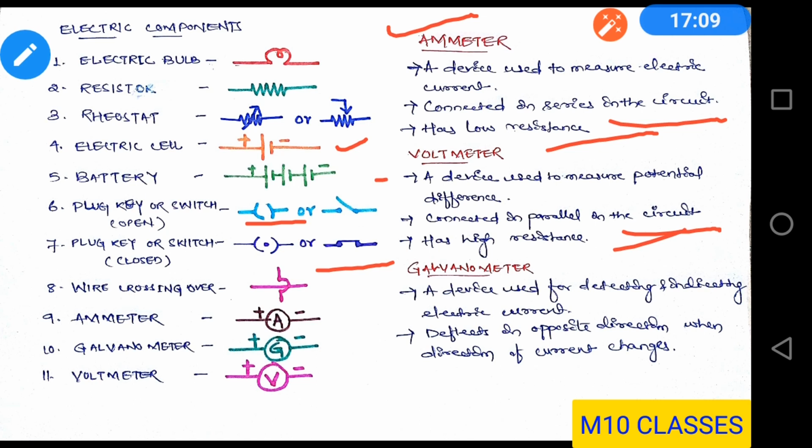Next comes your galvanometer. Galvanometer doesn't measure the current, instead it detects and indicates the current. And also, if the direction of the current changes, it will show the change in direction. This concept will be utilized in the next chapter, that is your magnetism. So remember this concept, that galvanometer is used to detect low currents and indicate the direction of the current.